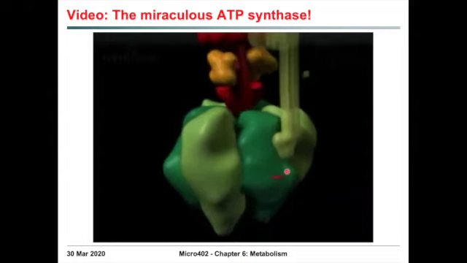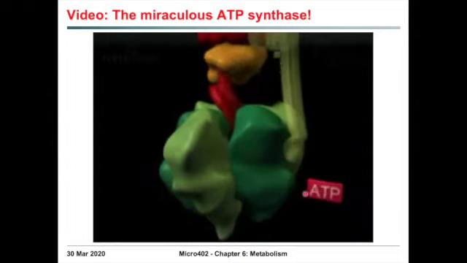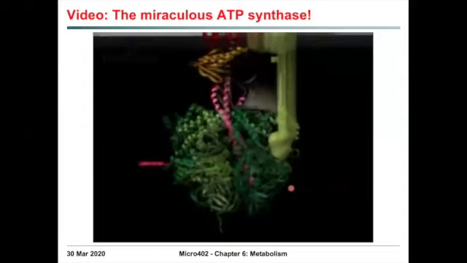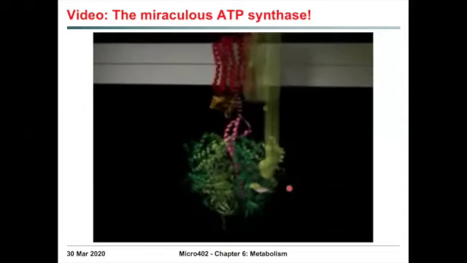Formation of ATP. The F1 ATPase portion of ATP synthase has been crystallized.